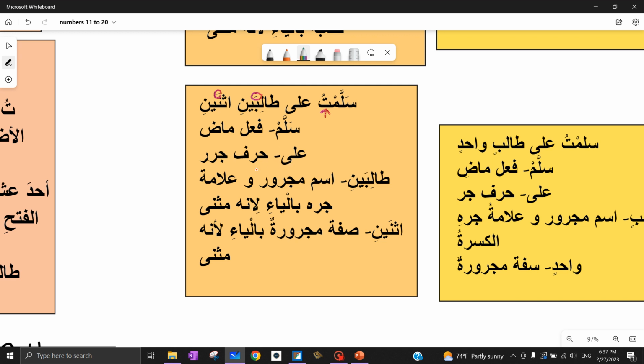Ala harf jar. Talibain is majroor now. Why is it majroor? After harf jar comes majroor. Wa alamatu jarrihi bil ya. لأنه مثنى. اثنين, you can see the فتحة. صفة مجرورة بالياء لأنه مثنى. So it's the same as the منصوب case.